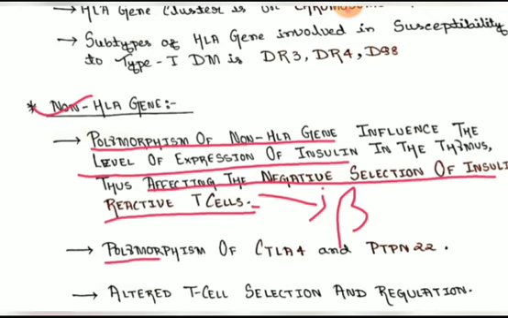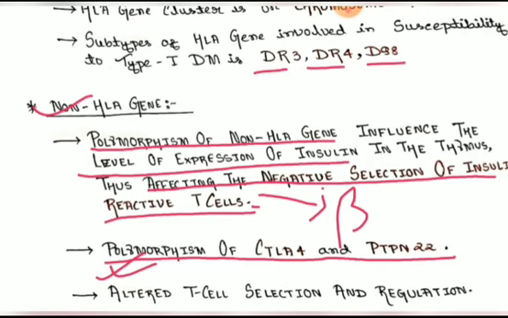Polymorphism of CTLA4 and PTPN2, these are the non-HLA genes whose polymorphisms are involved in the alteration of T cell selection and T cell regulation. So the non-HLA genes, via their polymorphism, mostly alter T cell selection and T cell regulation. So this is about the genetic susceptibility: the HLA gene, the most common subtypes being DR3, DR4 and DQ8, and the non-HLA genes.